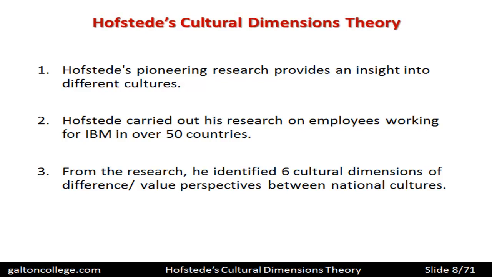So we're now able to group countries and group places on the earth under these 6 different headings, and we can see similarities between different cultures according to their groupings. We can also see differences according to their groupings.